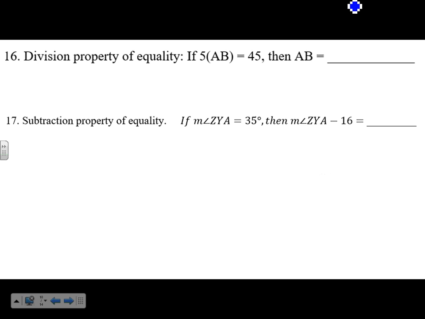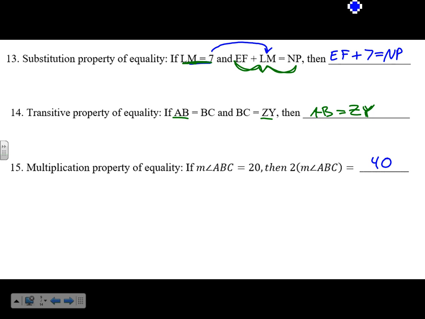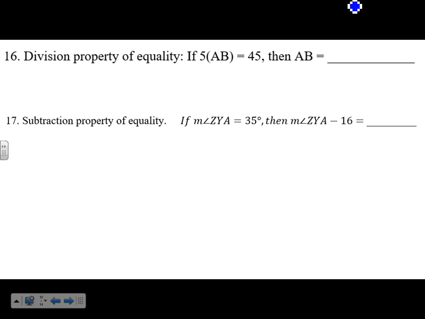So this is what I like for the division property. When we looked at the multiplication and the addition property, this is how I like those to look. I think it's a little bit easier. If 5 times AB is equal to 45, then AB is equal to 9, and the reason is because we divided both sides by 5. And so that makes a lot more sense to me, and honestly, when we're doing proofs, that's what it looks a lot more like. But again, either way, you're still getting the answer for these parts.